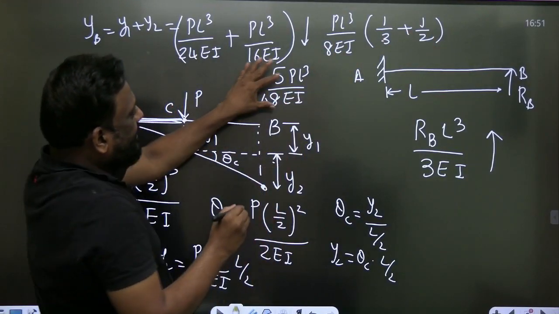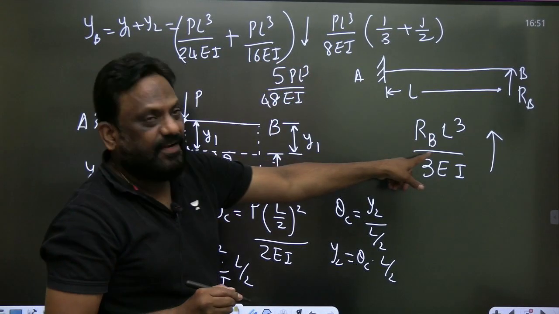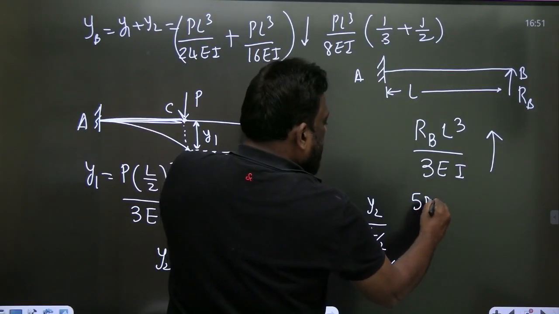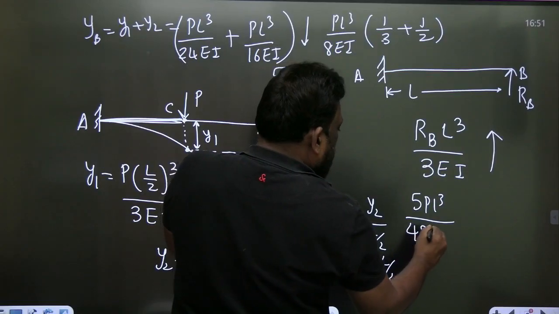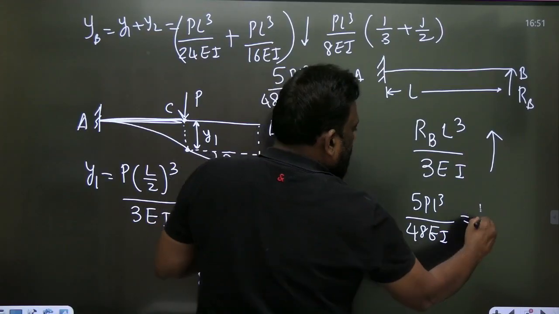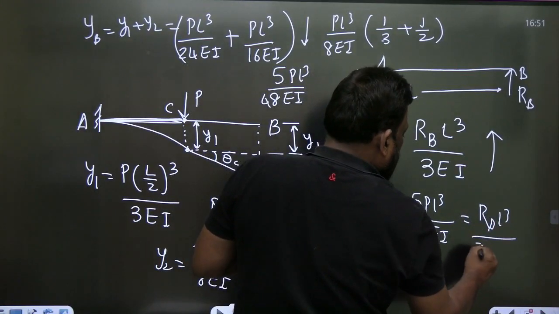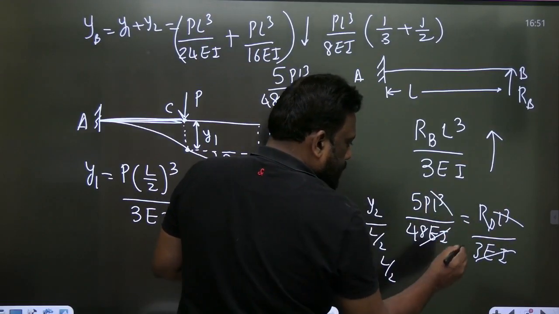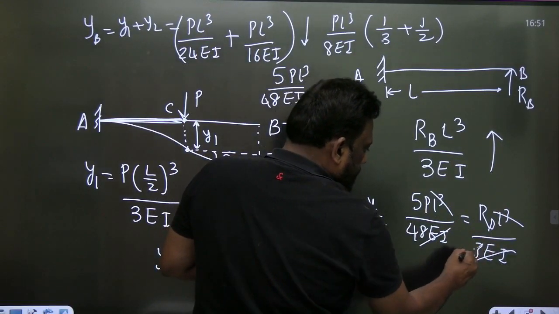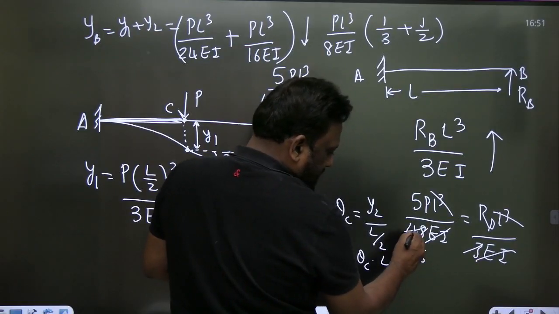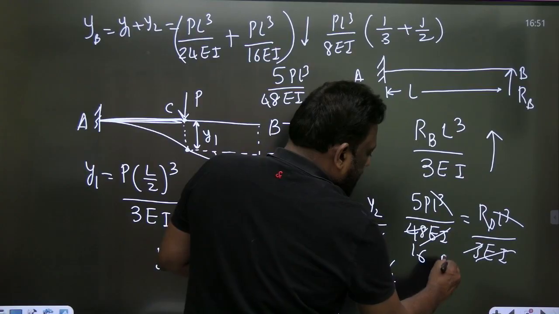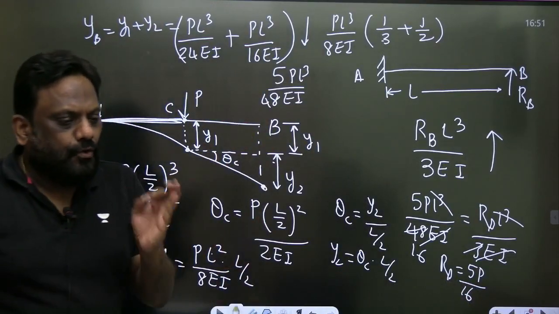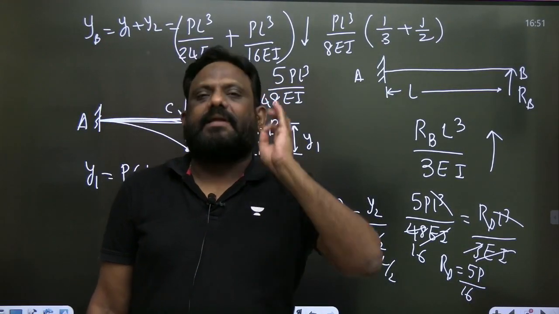Very good, sir. This is the deflection due to P, and this is the deflection due to RB. Equate both: 5 PL cube by 48 EI is equal to RB L cube by 3 EI. So EI is gone, L cube is gone, and 3 ones are 3, 3 16s are 48. So RB is equal to 5P by 16. Excellent, sir. So we have calculated the support reaction.